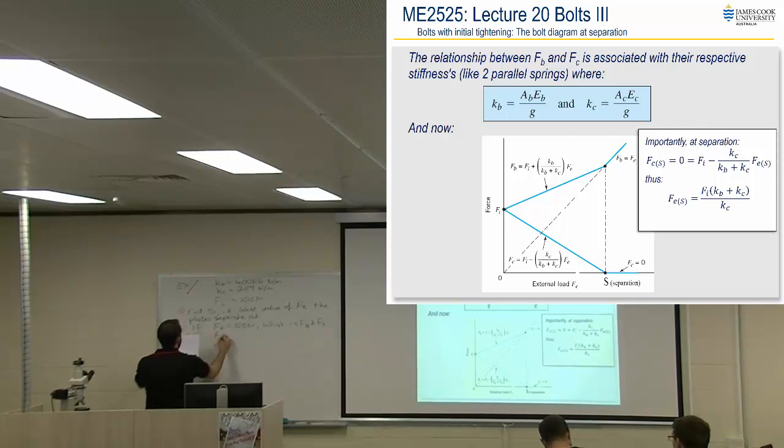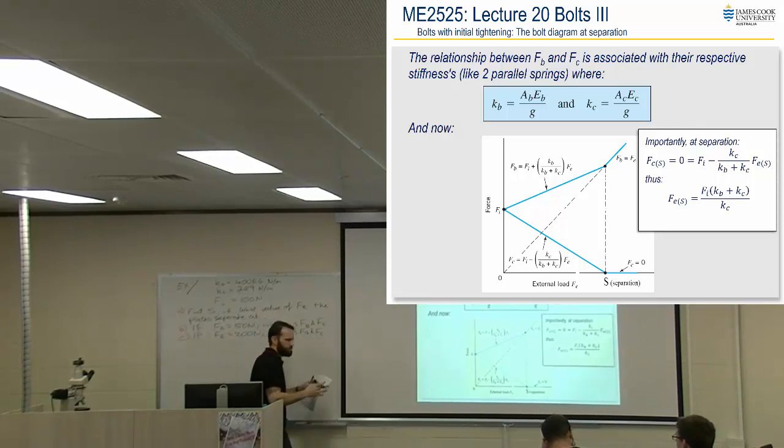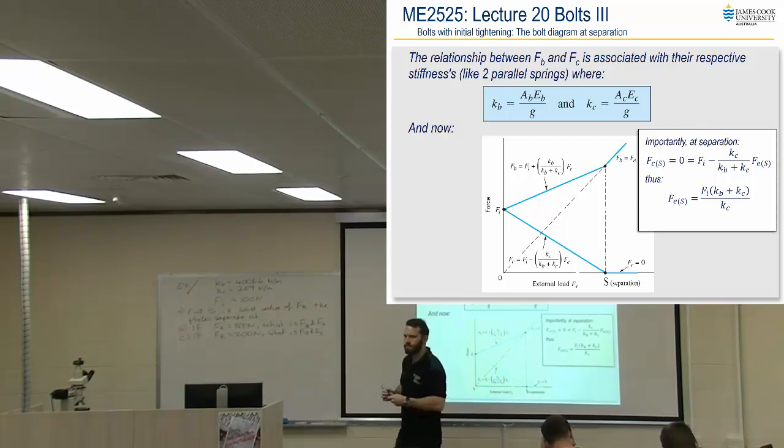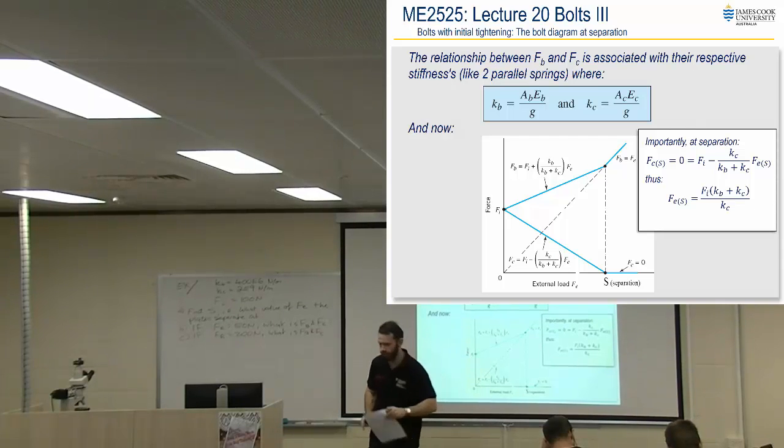If Fe equals 200 newtons, what is Fb and Fc? Alright. Really simple busy work, but it'll start to get you comfortable using the different equations. Okay. So have a go at that.